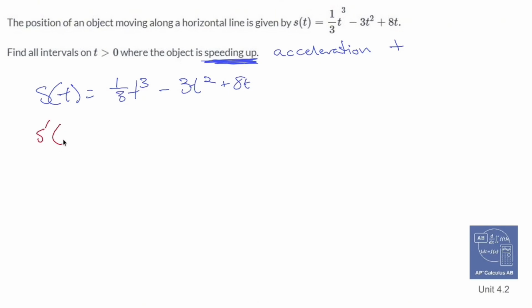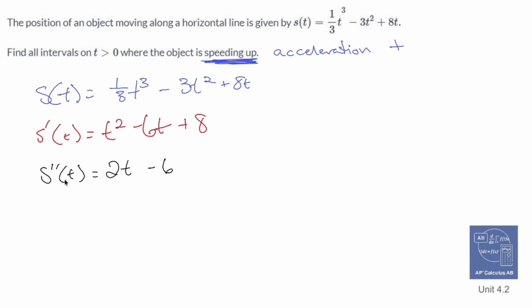Okay, s prime of t is going to have power rule, power rule, power rule. So drop down the 3. A third of 3 is... well, 1, sorry. And that leaves me with t squared. Okay, drop down the 2, minus 6t. Get rid of the t, plus 8. That's the first derivative. That's velocity. That's not what I want. Second derivative is going to be 2t minus 6, nothing else.